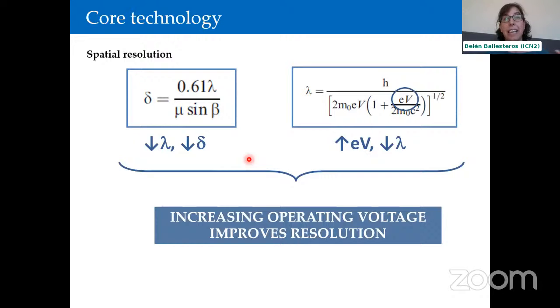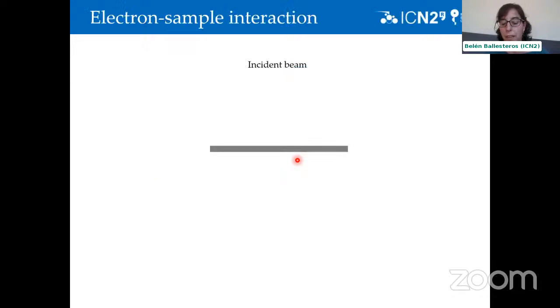They were accelerating the electrons up to 3 million volts or even 4 million volts because they wanted to improve the resolution, but this had a very big drawback. The drawback was that at this huge accelerating voltage, you were destroying most of the samples. So we want to find ways to improve the spatial resolution, but without having to increase the accelerating voltage.